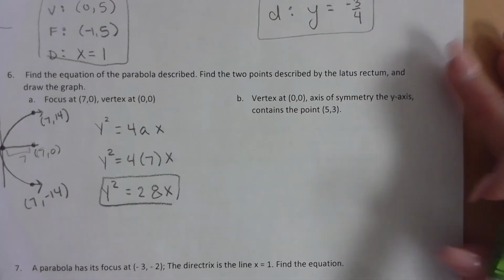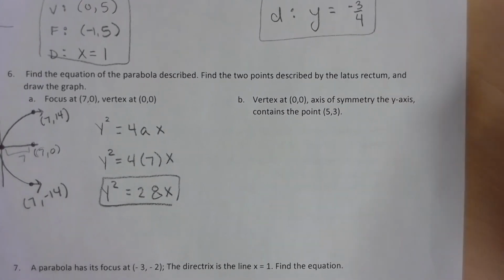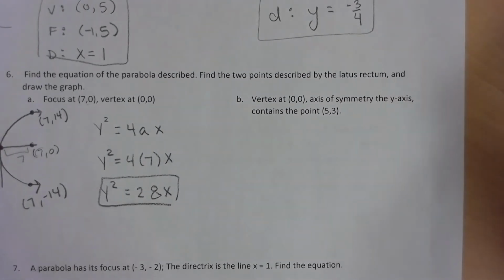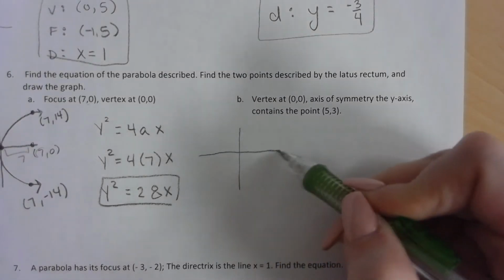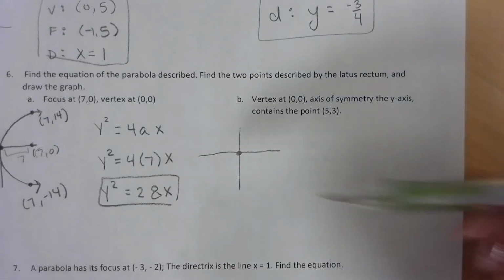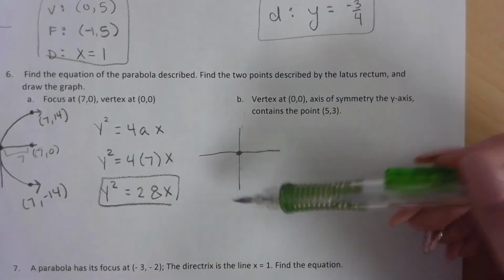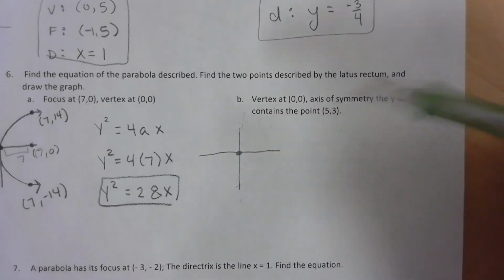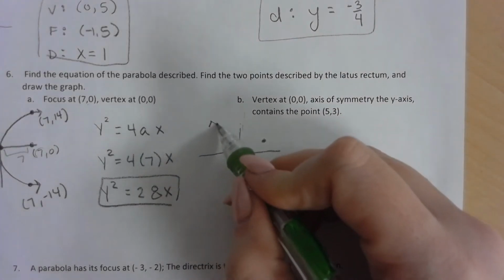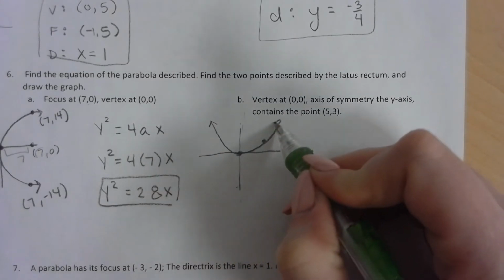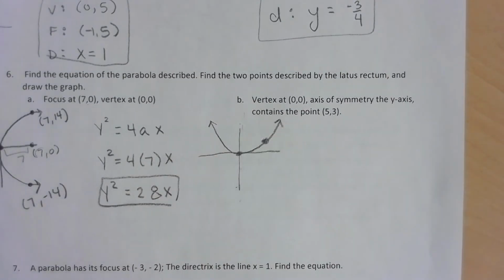So then B tells us we have a vertex at 0, 0 again. The axis of symmetry is on the y-axis, and we have a point at 5, 3. So if we drew a picture to help us, we are at 0, 0. It's going to be symmetric with the y-axis, which means it's going to open up or down, and then it contains the point 5, 3. So that tells us it's going to be opening up because it has to go through this point.